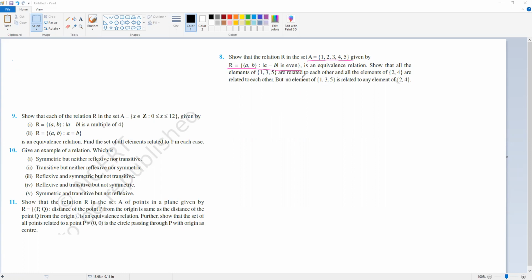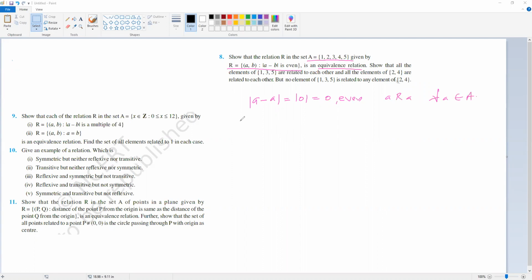Show that the elements... So first of all, prove that it is an equivalence relation. So see, for reflexivity, any element minus that element is equal to 0, which is even. That means A is related to A for all A in the set.